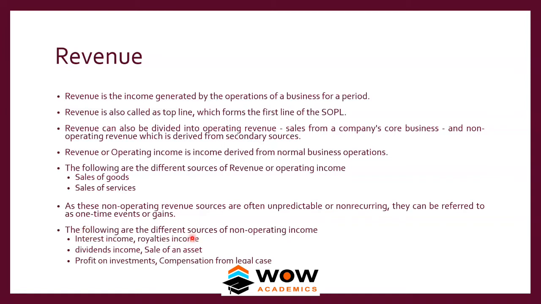So the following are the different sources of non-operating incomes. Okay, so interest income, royalty income, dividend income, sale of an asset, profit on investments, or compensation from legal cases. Okay, so these can be like non-recurring or one-time kind of incomes.